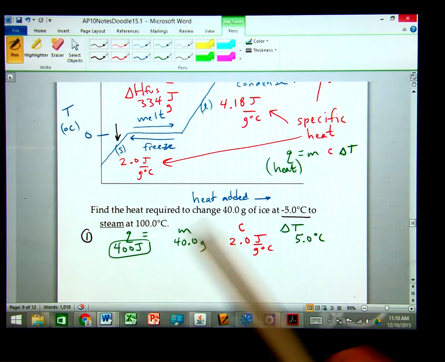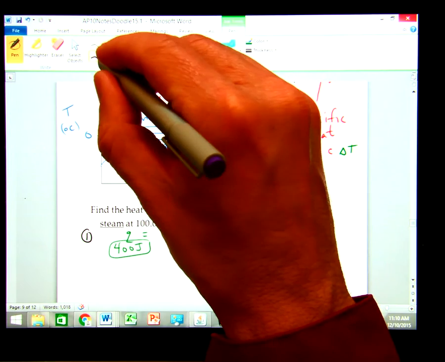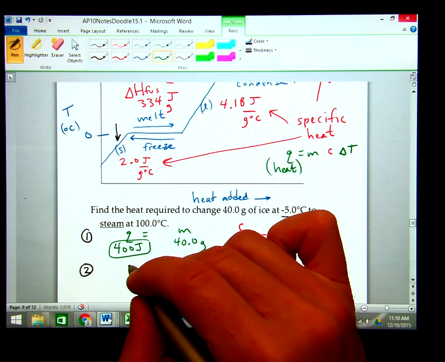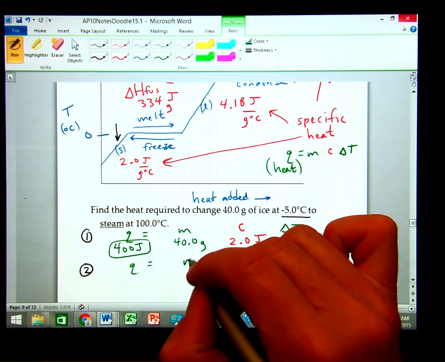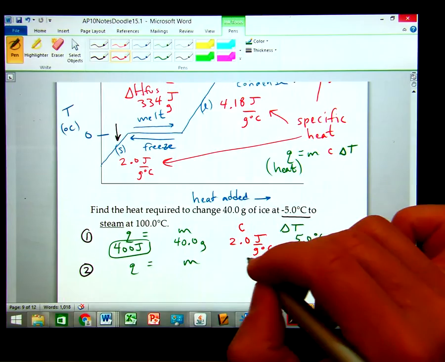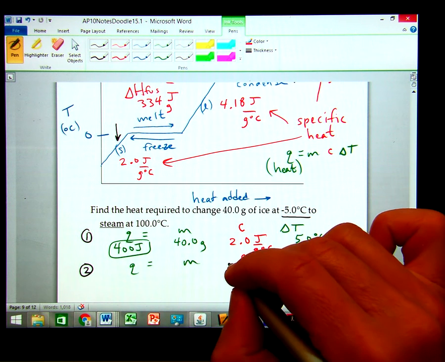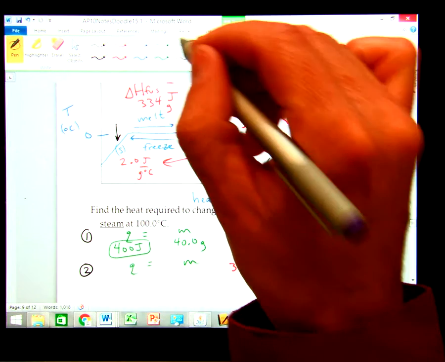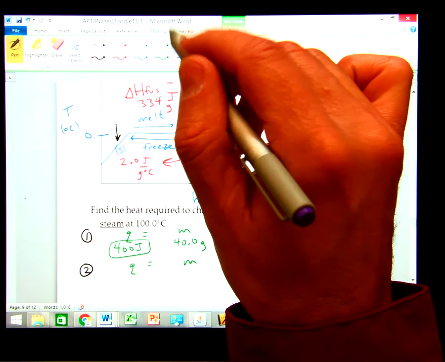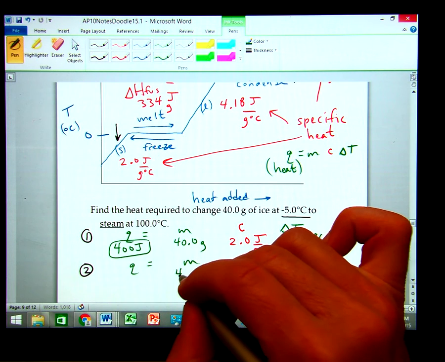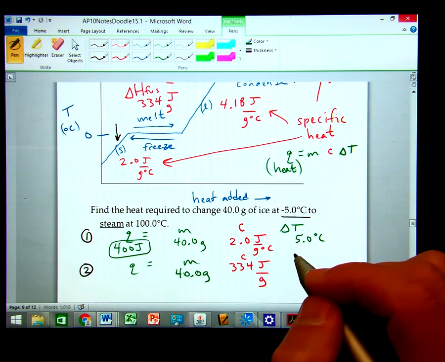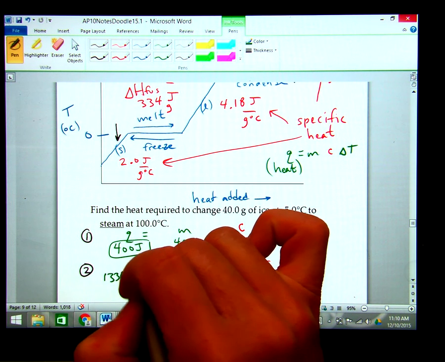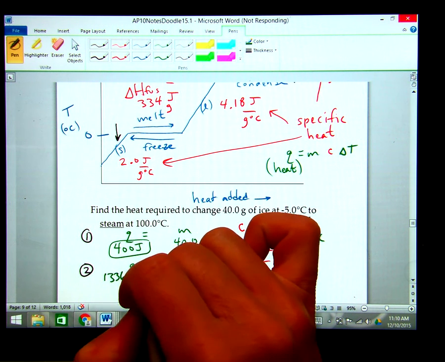Zone 2, the equation is just Q equals MC. So for zone 2, we're going to write Q equals MC. And the C we're just going to copy off of our chart. Again, that C is 334 joules per gram to melt ice. The mass of the ice is still 40, so we're going to write 40 grams as our mass. And when you multiply this out and round it, you're going to get 13,360. So there's my zone 2.